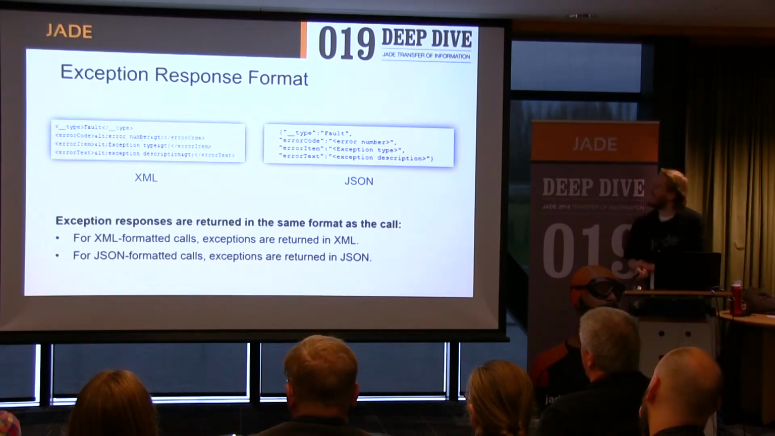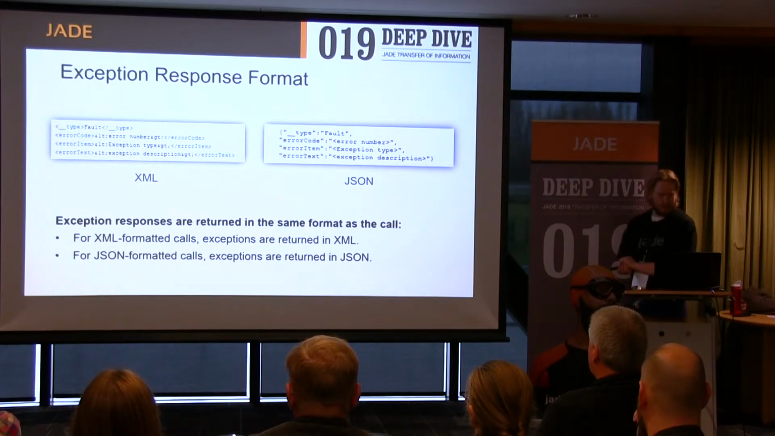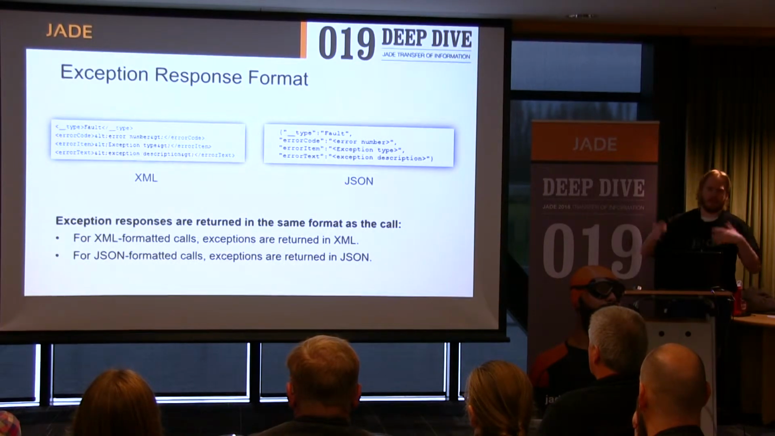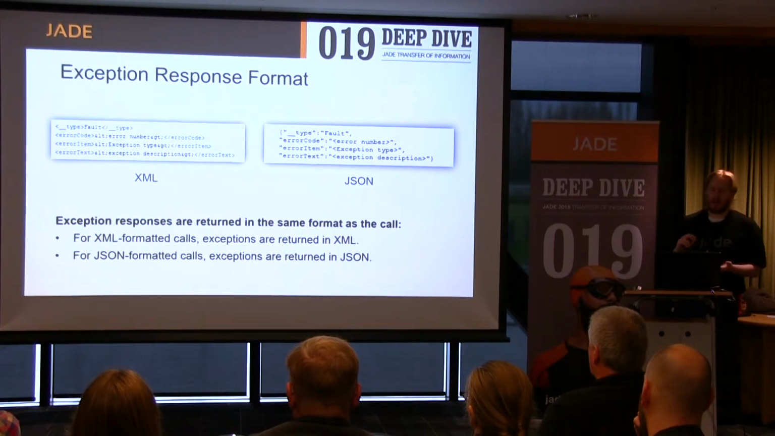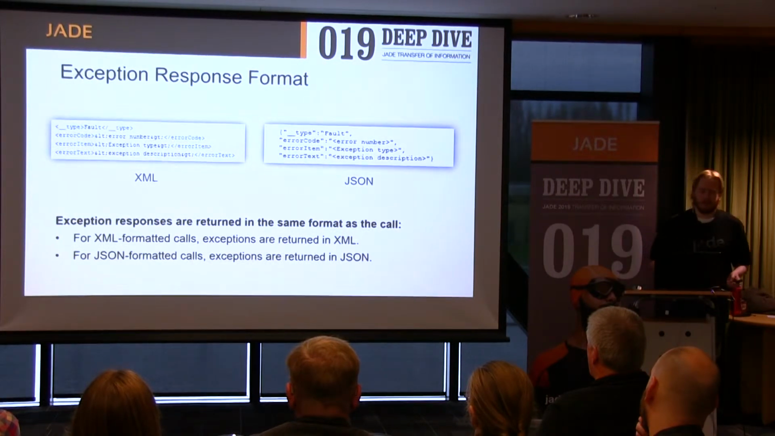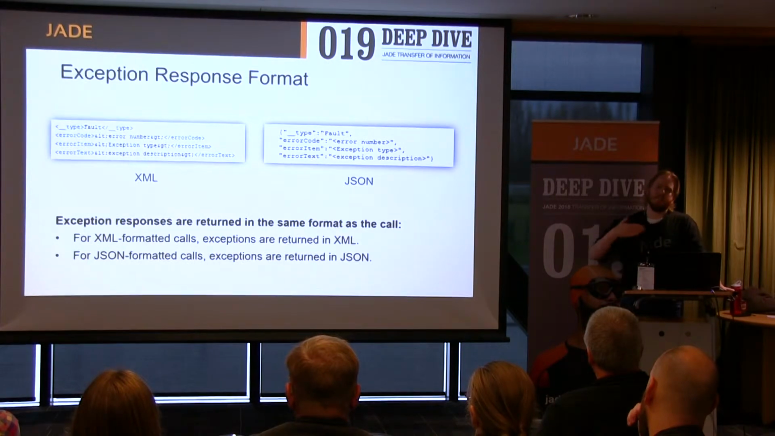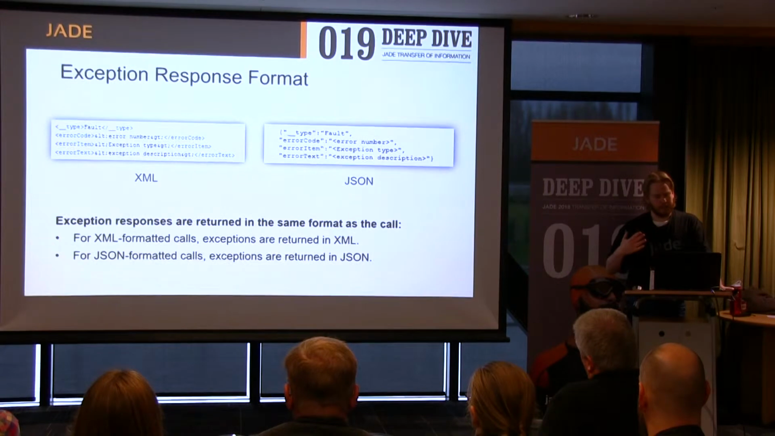Next one along was exception response format. Pretty simple change here. Previously, whenever you got an exception, the exception response was always formatted in XML. If you're using JSON, you probably don't want it in XML, you want it in JSON. So now, whenever you get an exception response, it will just match whatever format the request was in. So if you did the request in XML, you get it back in XML. If you do the request in JSON, you get it back in JSON.